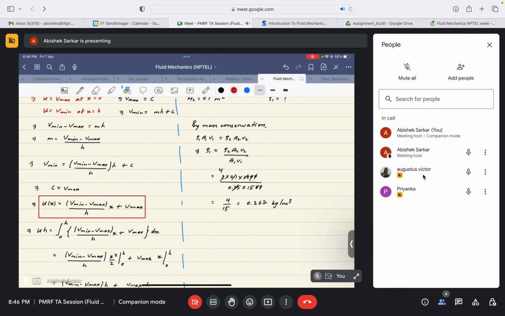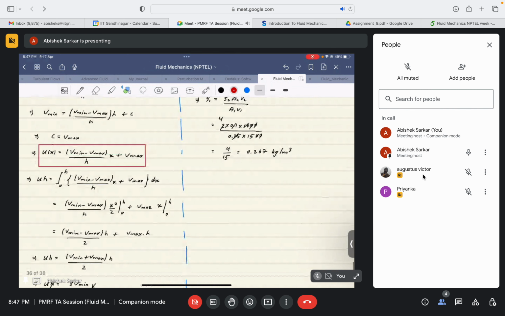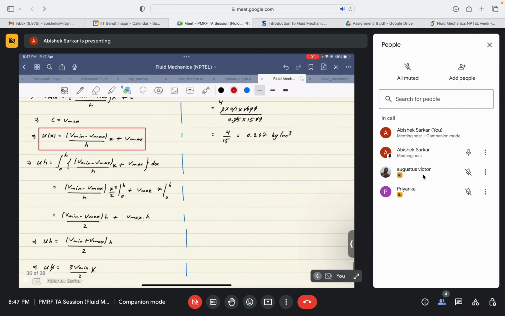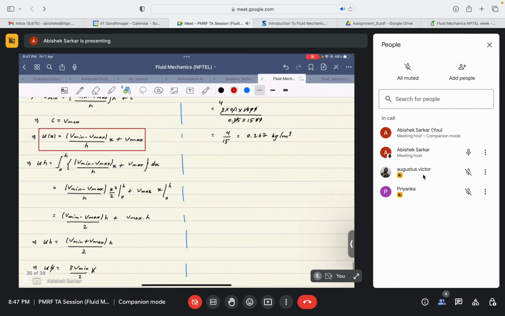Yes, sir. Okay, then since I got the equation of my line in this form, which is essentially the velocity profile in this case, I substitute it in the equation U h is equal to integration of 0 to h u of x dx. I substitute the velocity profile here and do the necessary integration, which gives x squared by 2 and simply x. So I get U h is equal to (V min plus Vmax) by 2 into h.